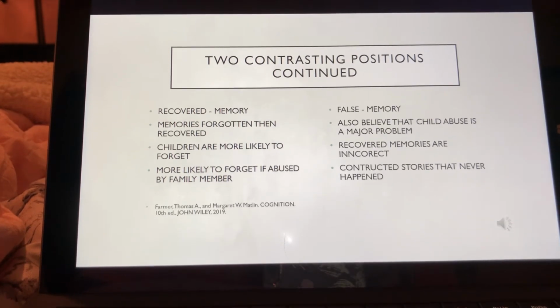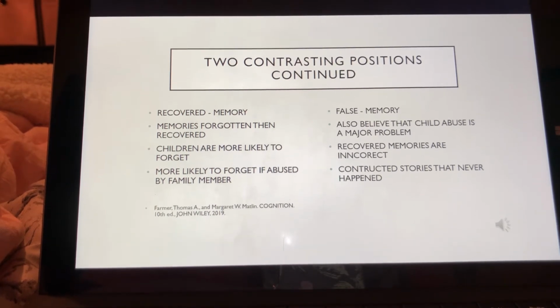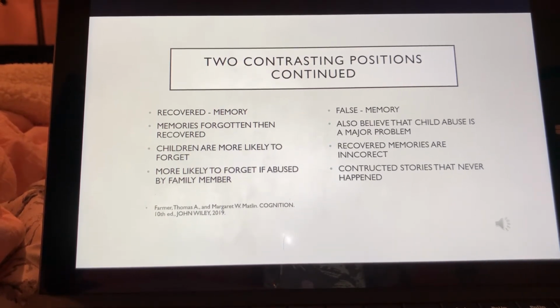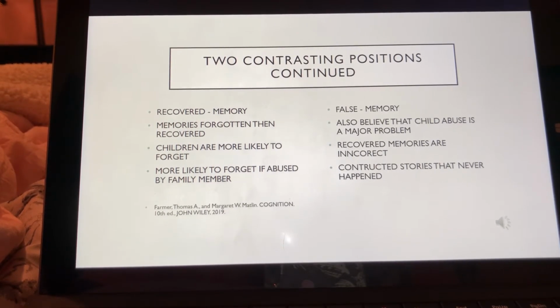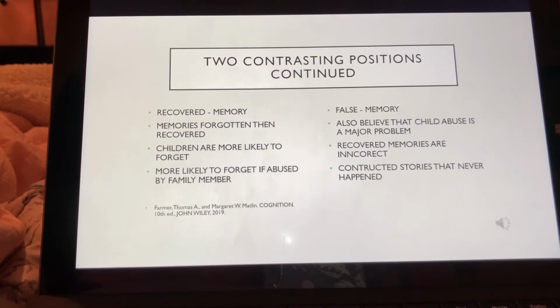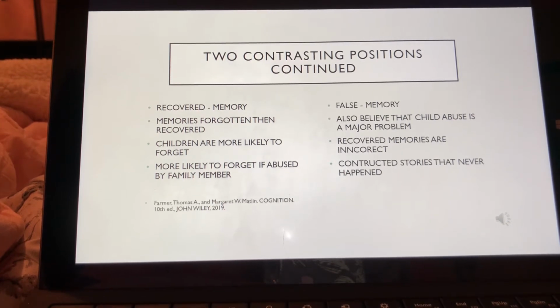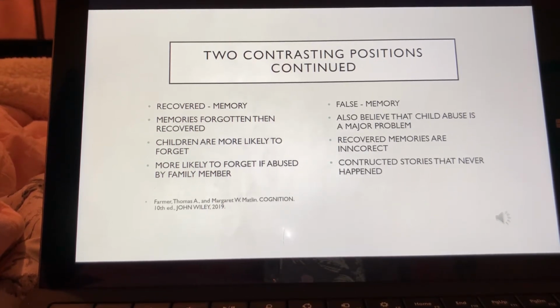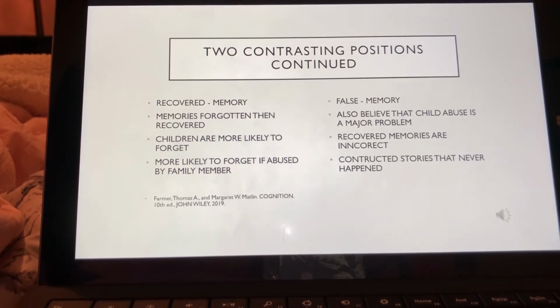Okay, so there are two contrasting positions for this. There's the recovered memory and the false memory. The recovered memory, this is usually memories that were forgotten or repressed from childhood, and then later they are recovered, usually in adolescence or adulthood. Children are more likely to forget than adults, and this is usually because they want to keep an attachment to their caregiver. They're more likely to forget this if the abuse is put on them by a family member or a close friend. So the false memory theory, it's also focused around childhood abuse mostly.